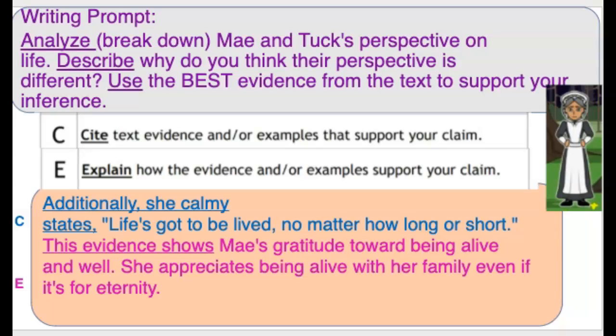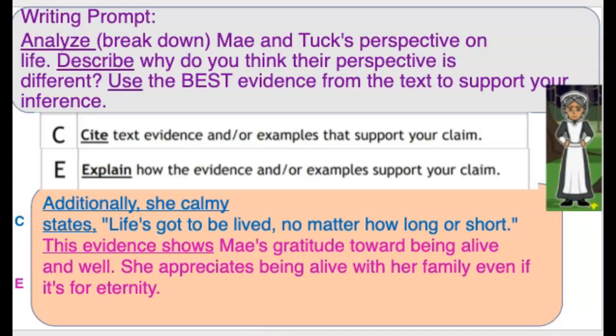Again, blue shows our evidence. Pink shows our explanation. Additionally, she calmly states, "Life's got to be lived, no matter how long or short." This evidence shows May's gratitude towards being alive and well. She appreciates being alive with her family, even if it's for eternity.